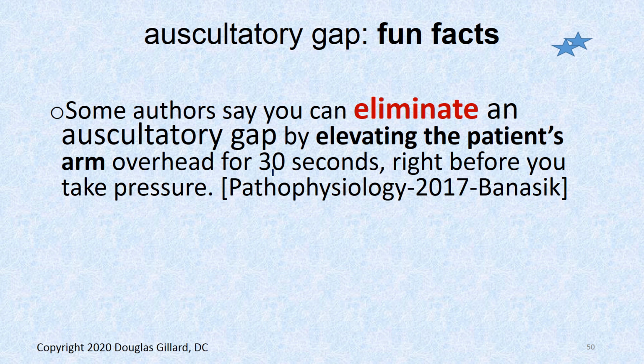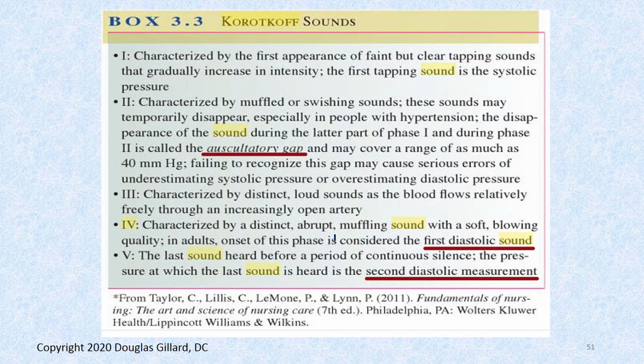Fun fact: I've read this, it's not in the board books, but some authors have shown that if you raise the arm that you're going to test, say the right arm, straight over your head like a hold up, reach for the sky, and hold it there for 30 seconds, and then bring it down and take the blood pressure, it eliminates the auscultatory gap. So that might be a way to get around it.